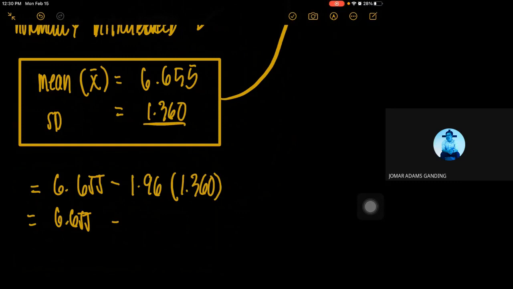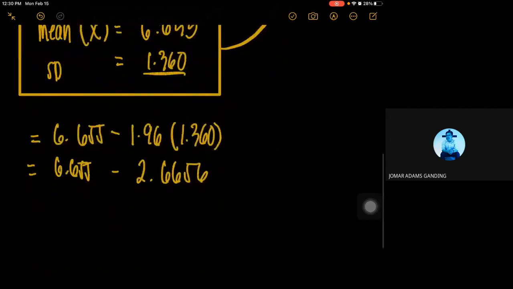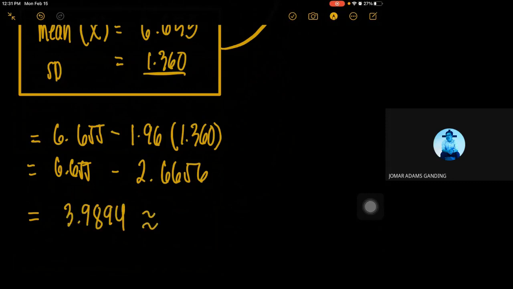1.96 times 1.360. So that is 2.6656. Okay? 2.6656. So now let's subtract it from 6.655. So 6.655 minus 2.6656. So that is a total of 3.9894, or approximately, let's follow a two decimal places rule, 3.99. Okay, that is 3.99.